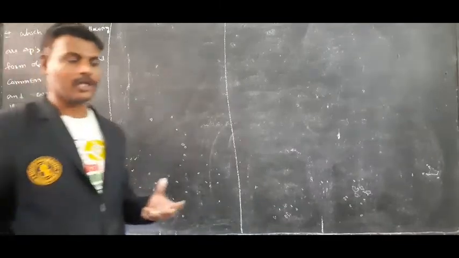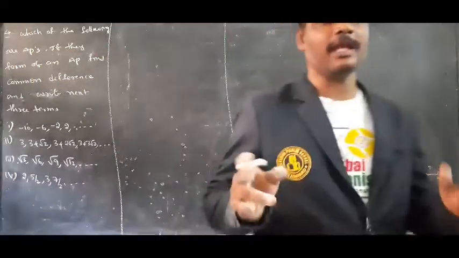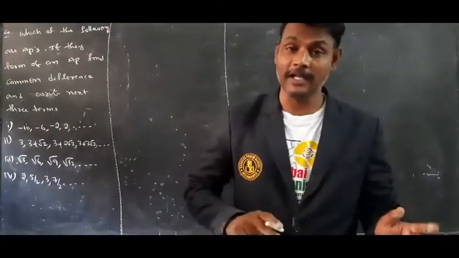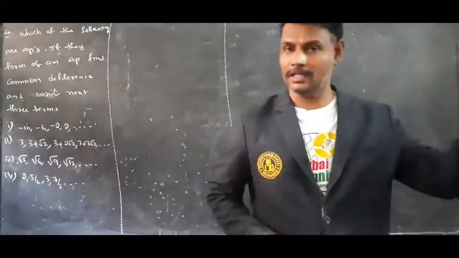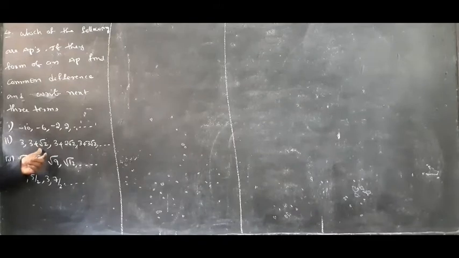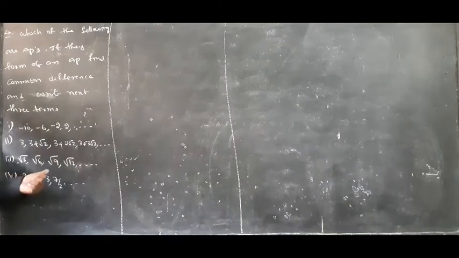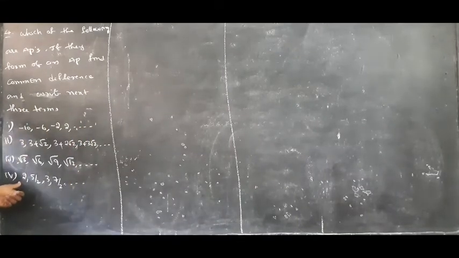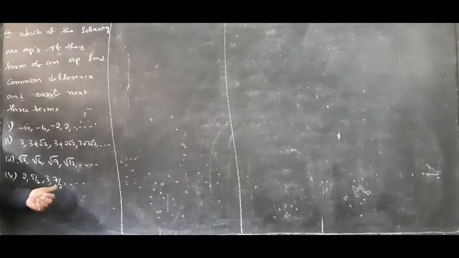So from the following, which form an AP? If that forms an AP, you have to find the common difference and also the next 3 terms. Here are the questions. First question: minus 10, minus 6, minus 2, 2. Then 3, 3 plus root 2, 3 plus 2 root 2, 3 plus 3 root 2, and so on. Next: root 3, root 6, root 9, root 12, and so on. Then 2, 5 by 2, 3, 7 by 2.